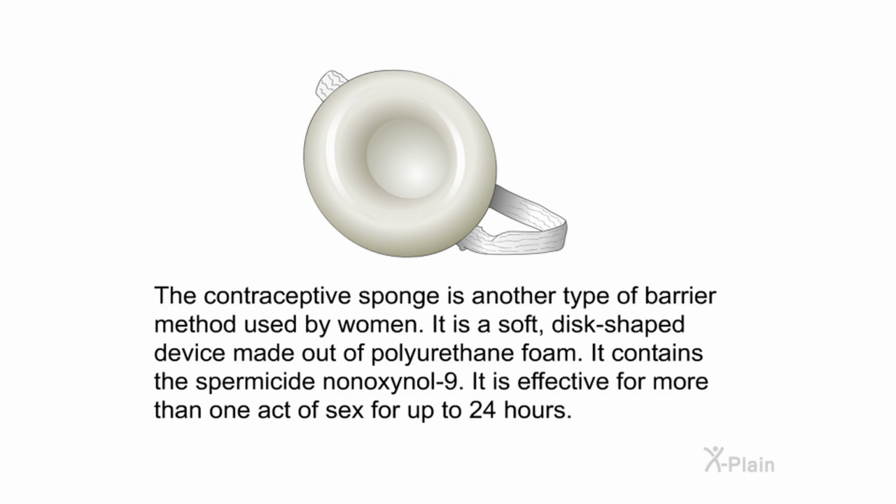The contraceptive sponge is another type of barrier method used by women. It is a soft, disc-shaped device made out of polyurethane foam. It contains the spermicide nonoxynol-9. It is effective for more than one act of sex for up to 24 hours.